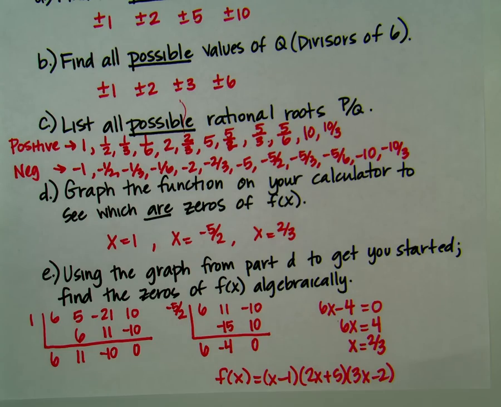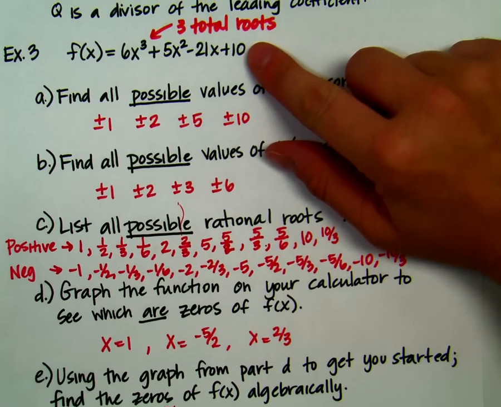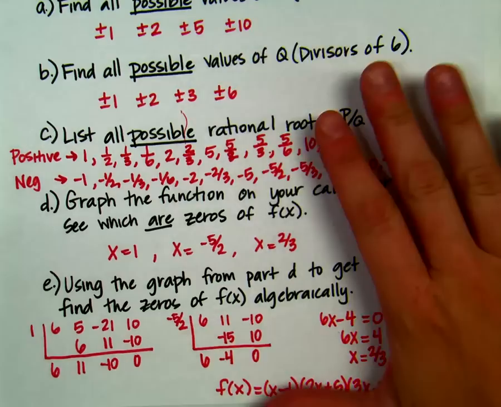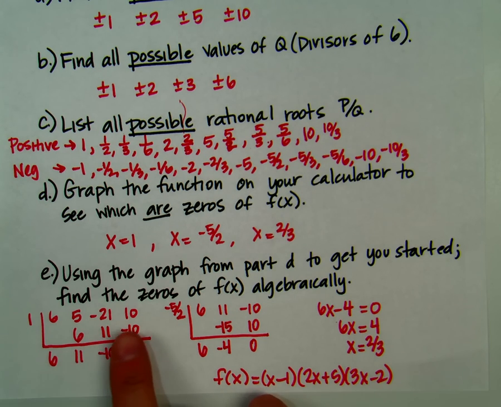In E, it says using the graph from part D to find the rational zeros. We're going to do this by using synthetic division. We'll start with x equals 1. We're going to divide 1 into the polynomial. Okay. So with synthetic division, we're going to list all our coefficients, 6, 5, negative 21, and 10.